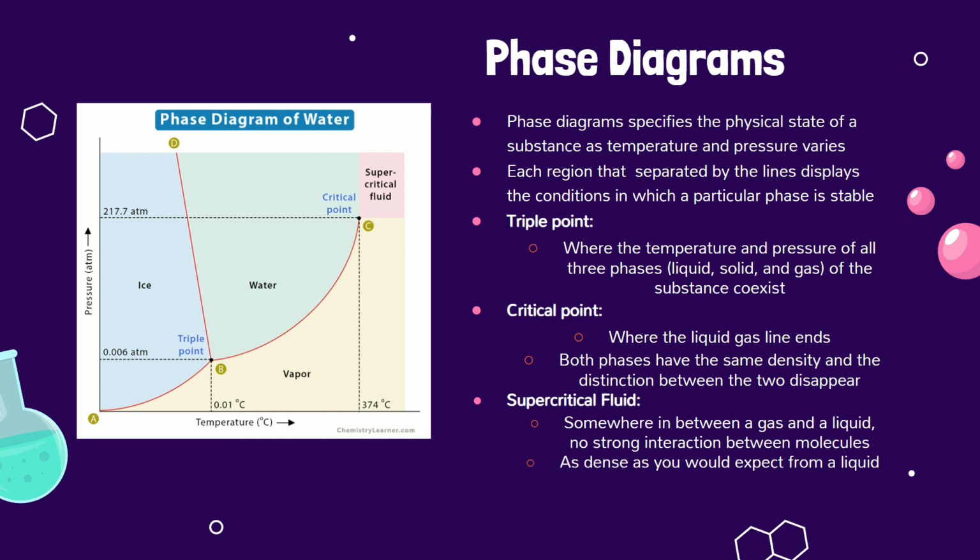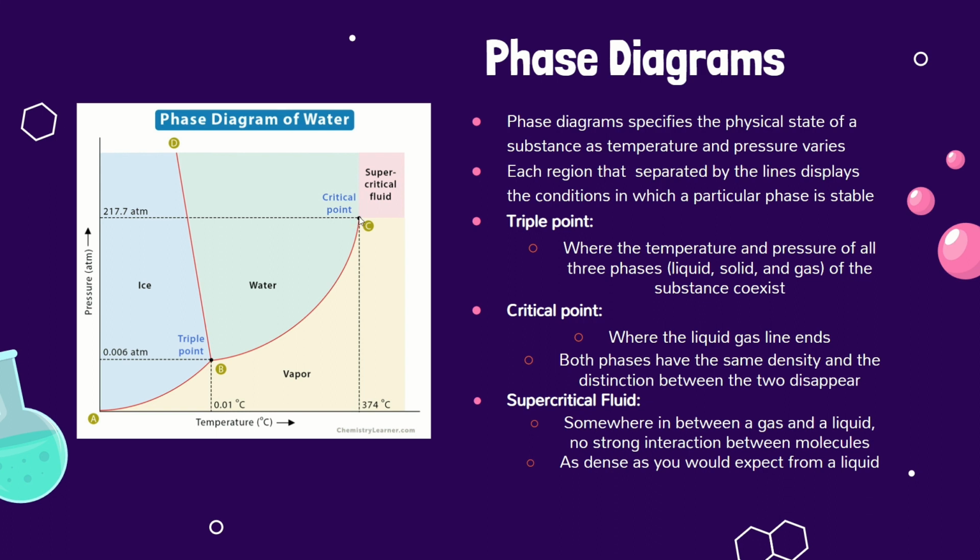So first are phase diagrams. Phase diagrams specify the physical state of a substance as temperature and pressure vary. Each region that is separated by the lines displays the conditions in which a particular phase is stable. There's a triple point right here, where the temperature and pressure at which all three phases, liquid, solid, and gas, of the substance coexist.